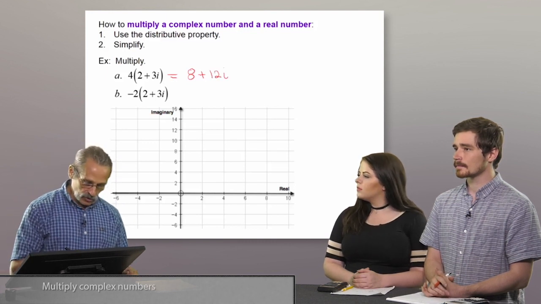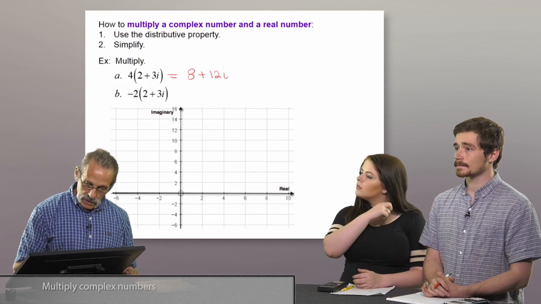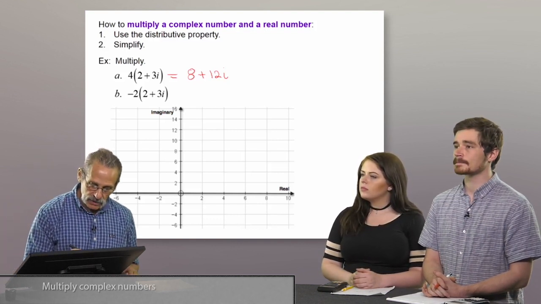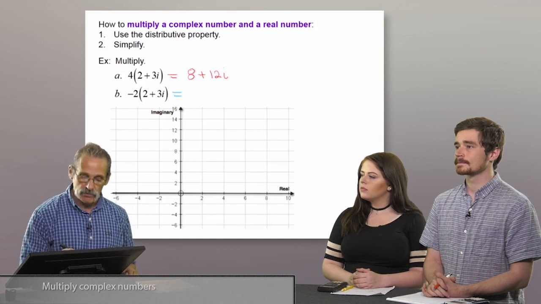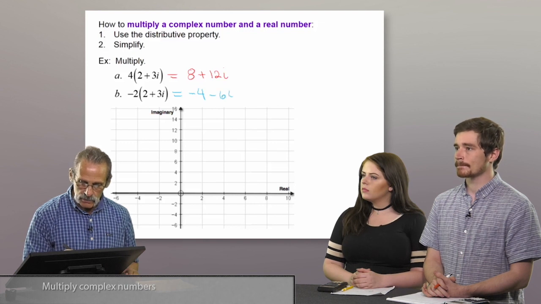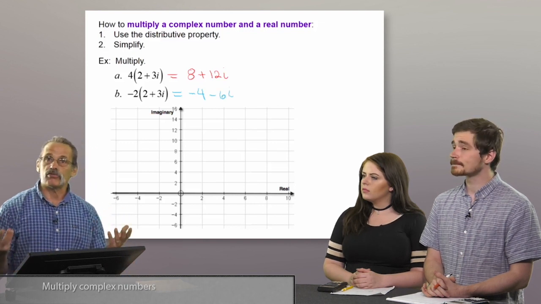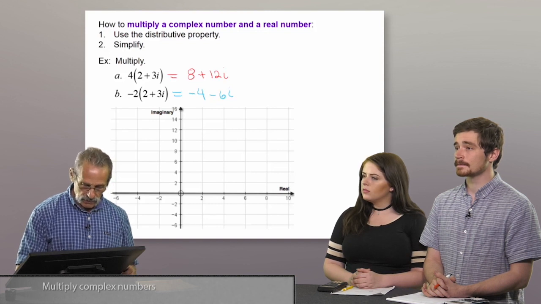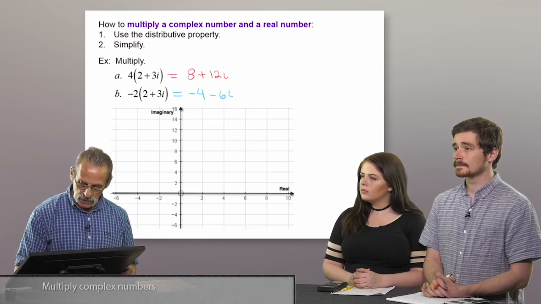And if I went ahead and took a look at multiplying negative 2 by 2 plus 3i, I distribute the negative 2. Negative 2 times 2 is negative 4. Negative 2 times 3i is negative 6i. And I have my two results. Now I want to stop and think about the two results for a moment. I mean, not for very long, but I do want to think about it for a moment.